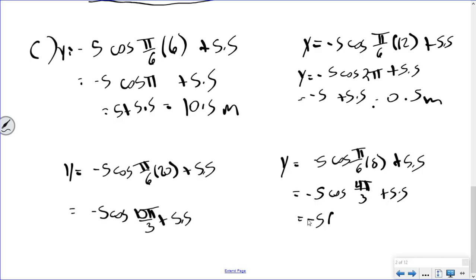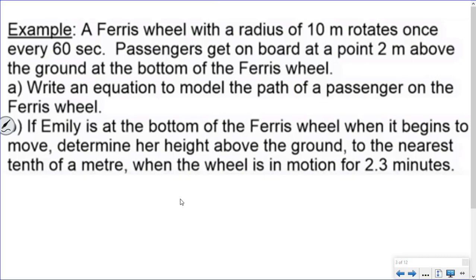So this is -5 times -1/2 plus 5.5. So we get 2.5 plus 5.5 is 8 meters, right? Okay, so let's take a look at another one of these questions, and maybe let's go through it a little bit quicker this time. And again, at any point in time, if you want to try one of these, go ahead, pause the video, and then come back.